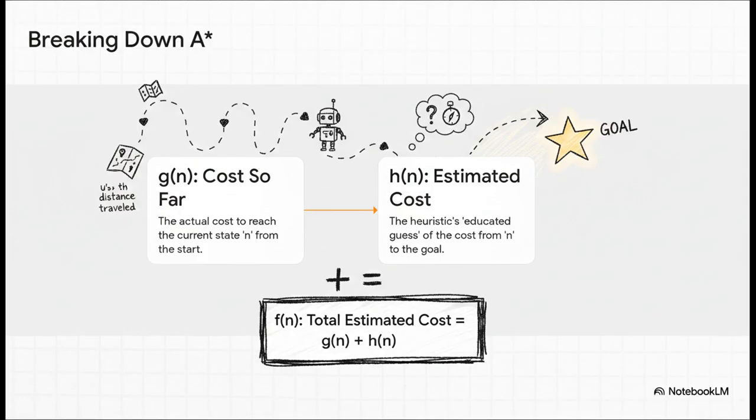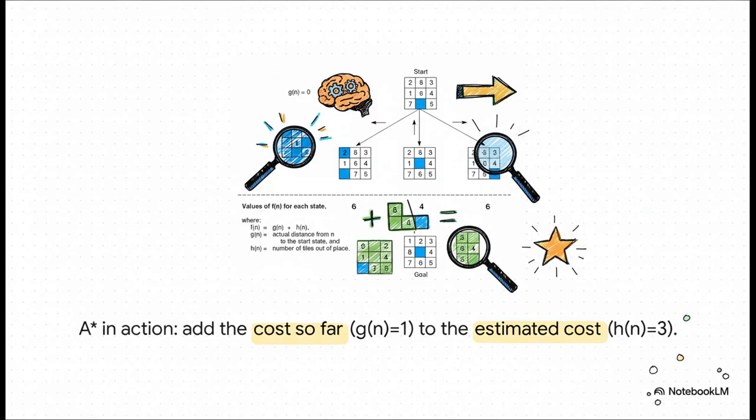Okay, let's see this in action with the classic 8 puzzle. So we're at the start and we can make 3 possible moves. To figure out which one is best, we use our formula. Let's look at that middle option. The cost so far, our g(n), is 1 because we've made just one move. Our heuristic, h(n), which in this case might just be counting how many tiles are in the wrong spot, is 3. So you add them up, 1 plus 3 gives us a total estimated score, or f(n), of 4. A* does this for every single possible next step.